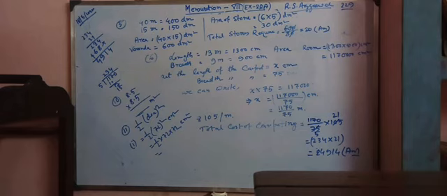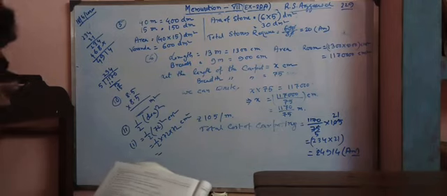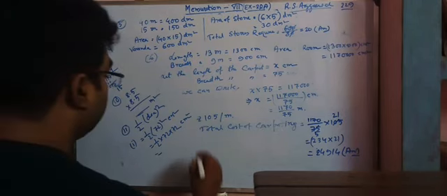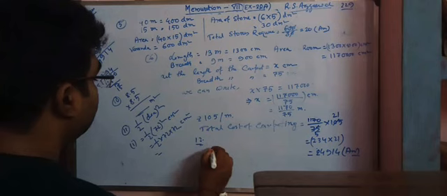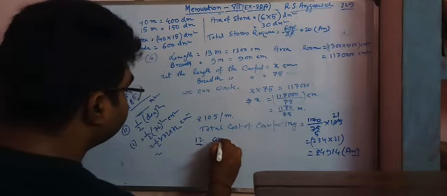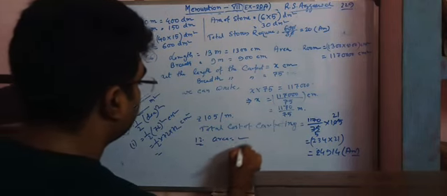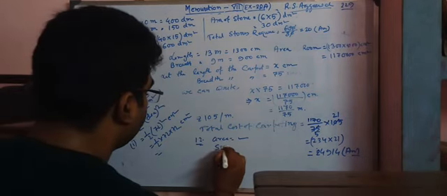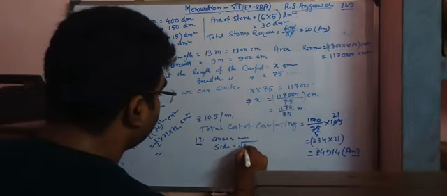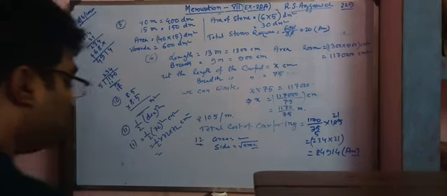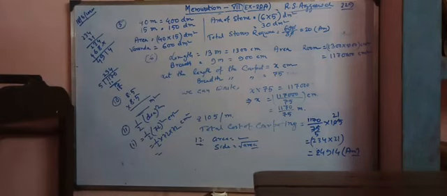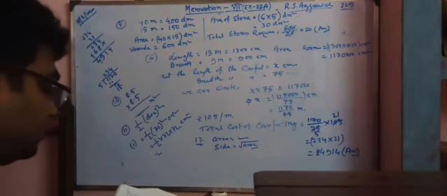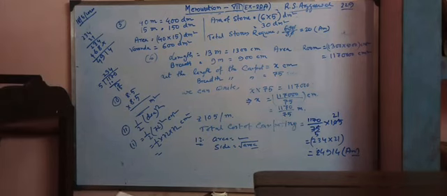Next, the area of a square is given. Find the length of its diagonal. Okay, now question number 12. Area is given, and we have to find the diagonal. What is the formula for the side? Side is equal to the square root of area. So we have to take the square root of 16200.